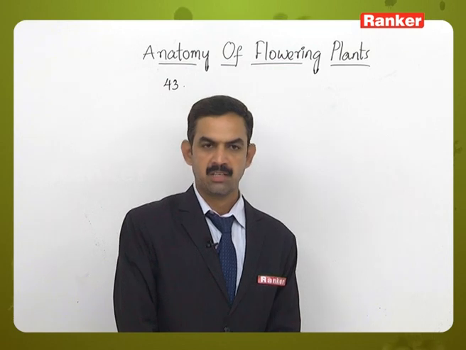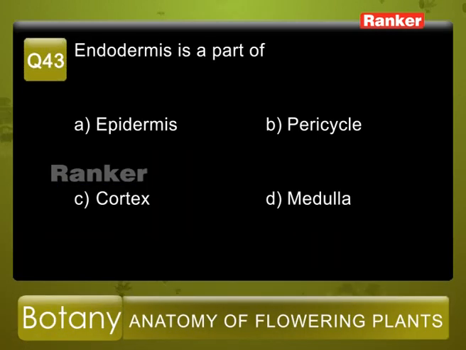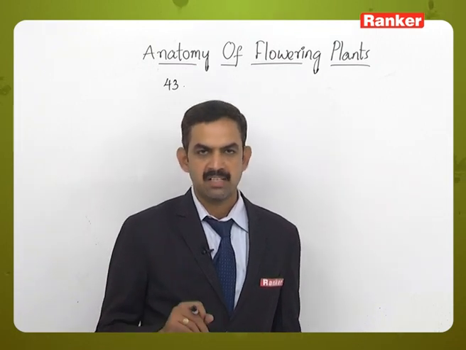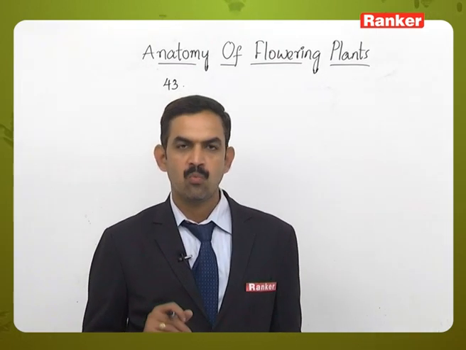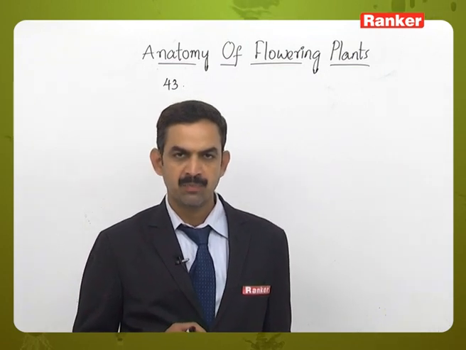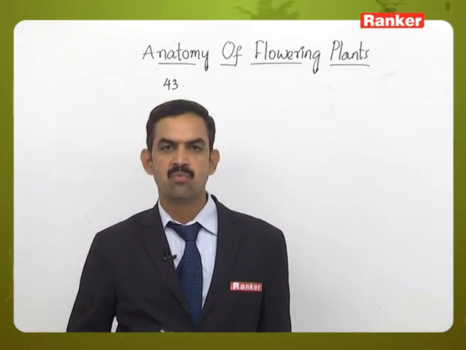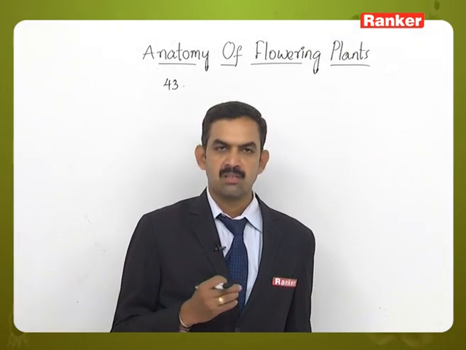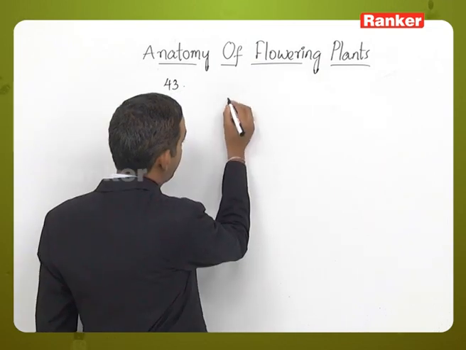Question number 43. Endodermis is a part of. The given options are A. Epidermis, B. Pericycle, C. Cortex and D. Medulla. So, if you see the tissue systems present in the plant body, we can say that three tissue systems are there. One is called the epidermal tissue system, then the ground tissue system and the vascular tissue system. In the ground tissue system, we can see the presence of cortex.